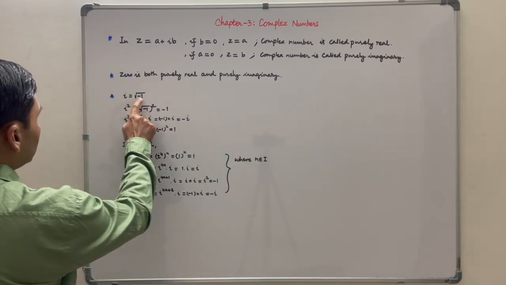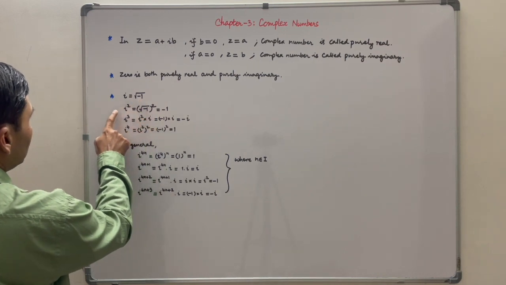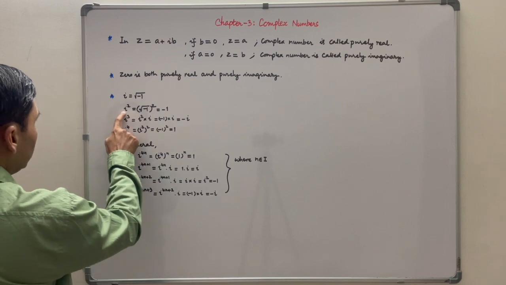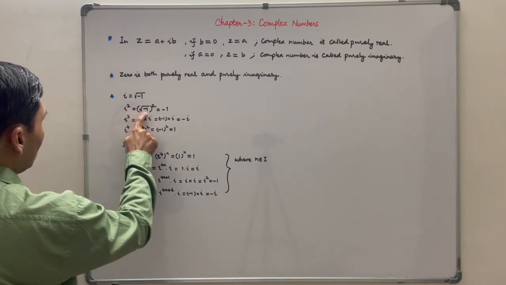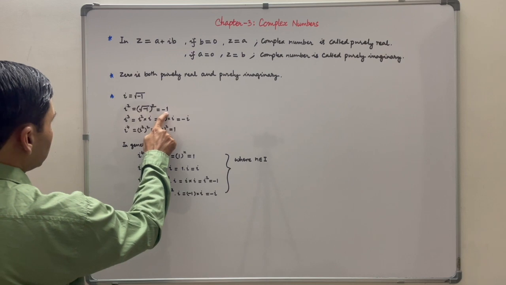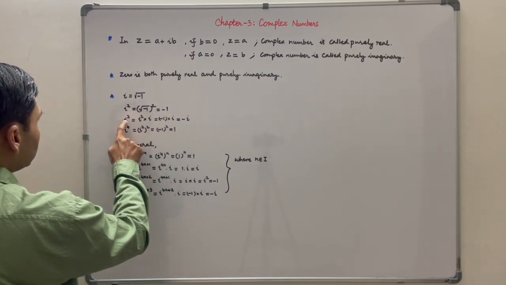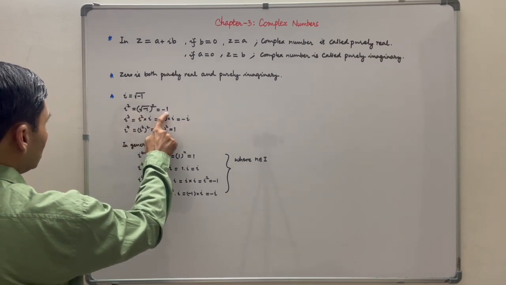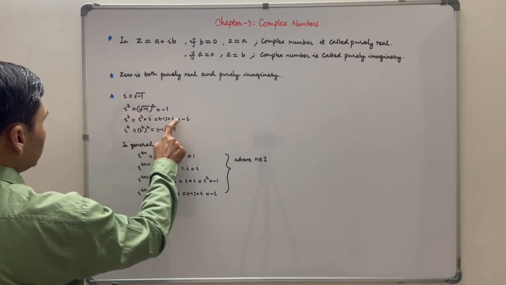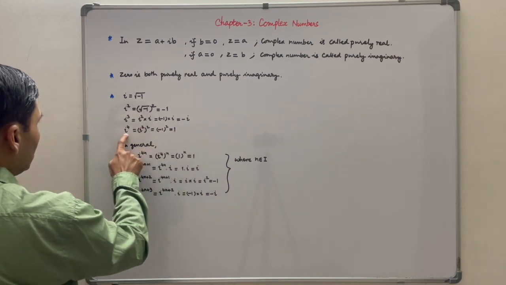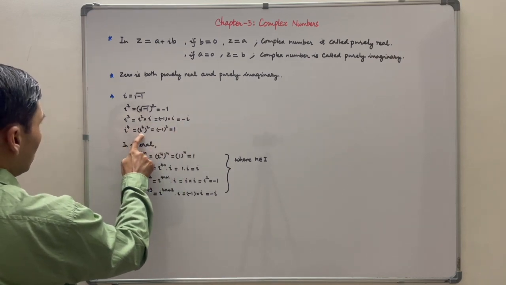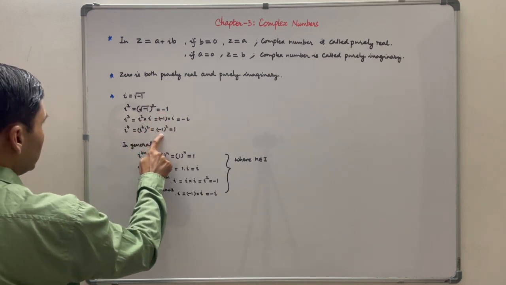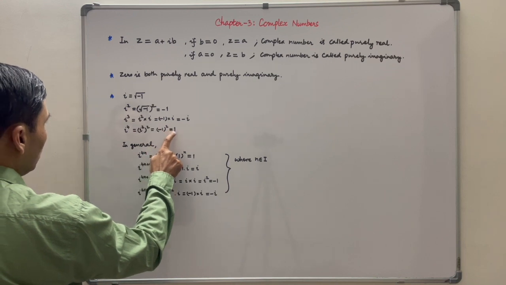i is equal to under root minus 1. We will find out the values of i square, i cube and i to power 4. i square is equal to under root minus 1 whole square, and that is equal to minus 1. i cube can be written as i square into i. The value of i square is equal to minus 1, so it becomes minus 1 into i, and that is equal to minus i. i to power 4 can be written as i square whole square. The value of i square is equal to minus 1, so that becomes minus 1 whole square, and that is equal to 1.